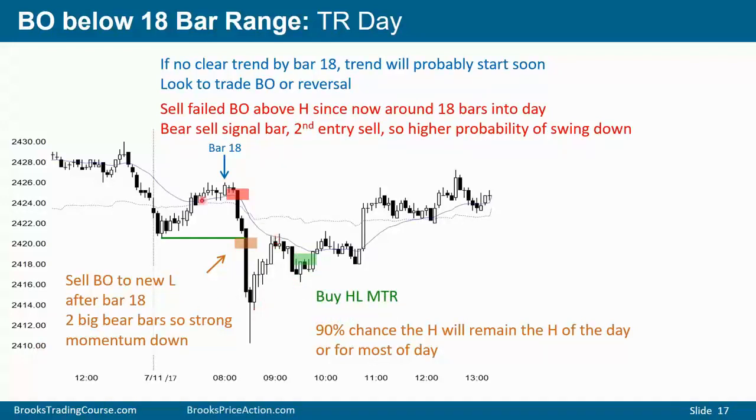Strong reversal up, 2 legs down, 1 pullback 2. Failed breakout below the day's low, but market's always in long. And then a weak sell-off to a higher low, testing the buy signal bar high here or here, a 50% pullback of this reversal. It's reasonable to buy this for a higher low major trend reversal and the low of the day.